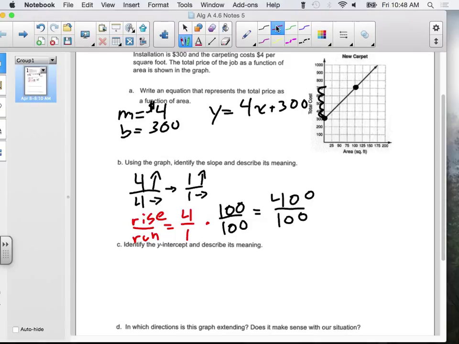So I'm confused, Mr. Conlon. If we are going to rename it as 400 over 100, does that mean we're going to go 400 grid lines up and over 100, or what are we going to do? Class, can you help out?